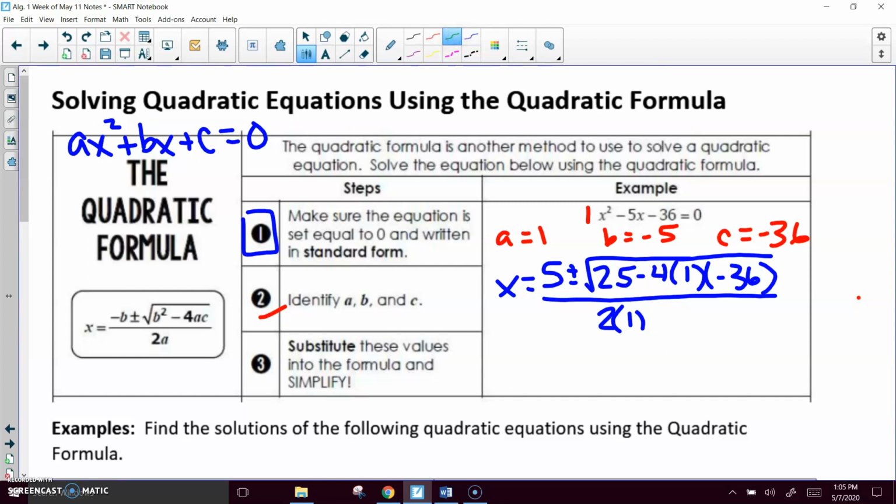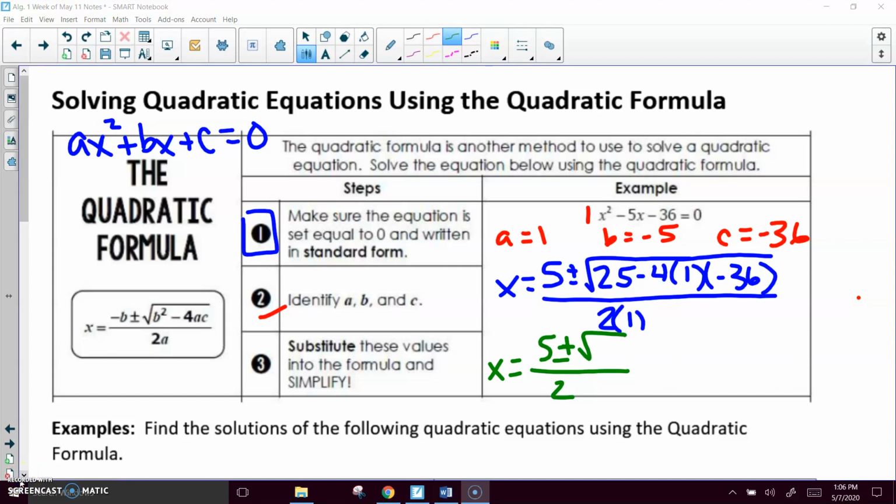So let's simplify. Let's bring down our 5, plus or minus the square root. Okay, and then I'm going to simplify the denominator. 2 times 1 is 2. So what we're going to do is simplify what's under the square root. And I am totally fine with you using a calculator for this. I want you to type it in exactly how you see it: 25 subtract 4 times 1 times negative 36. Hit pause to go find your calculator.